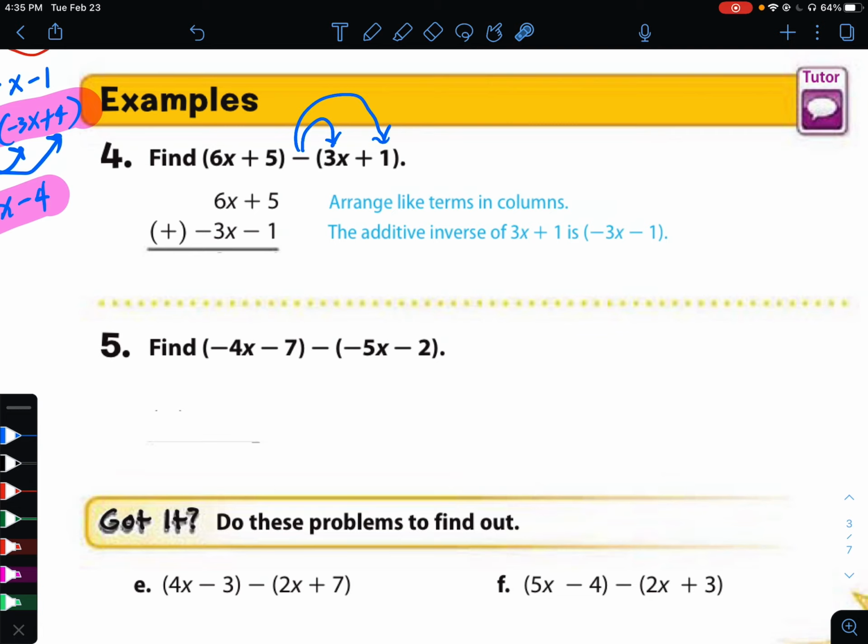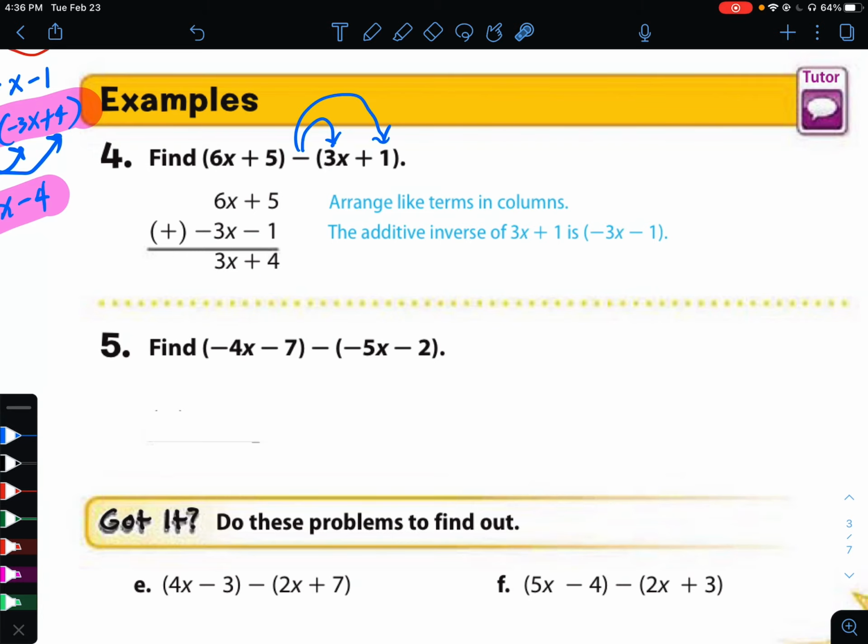Then you simply add them. Remember, when you're subtracting, you are also adding its opposite, which is basically the same thing. So you're adding the opposite, or you're adding the additive inverse. So 6x plus 5 is there, negative 3x minus 1 is down there. Simply add it. 6x plus negative 3x is positive 3x. 5 minus 1, or 5 plus negative 1, is positive 4. So you have 3x plus 4.